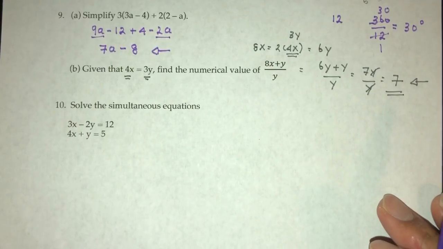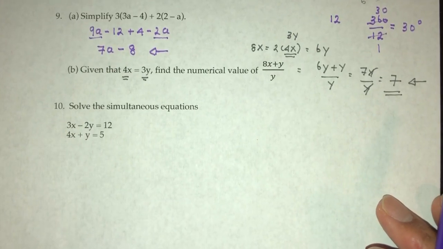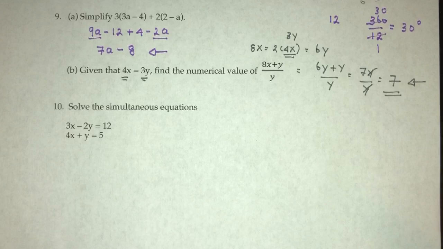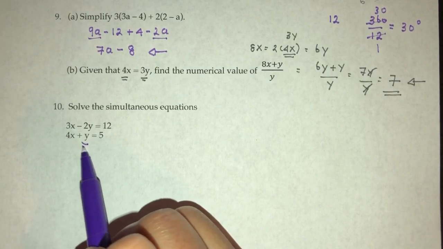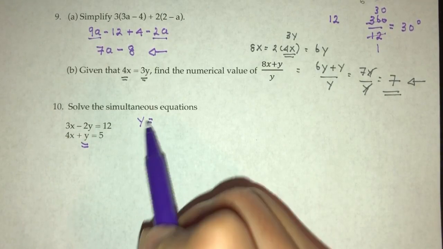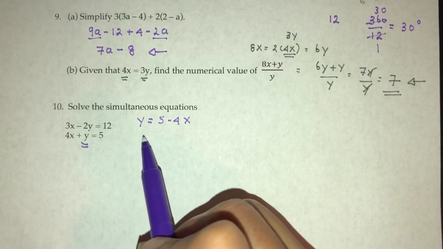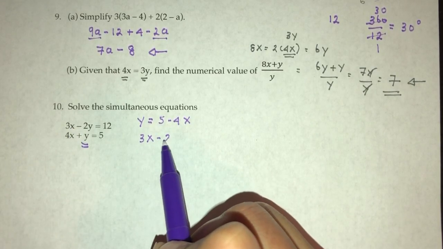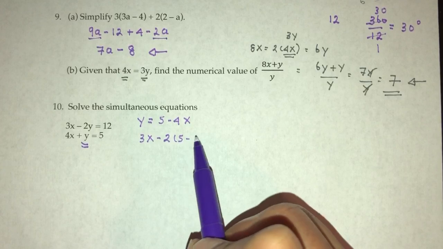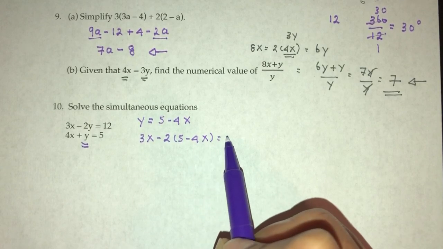Now for question number 10, we have to solve the simultaneous equation. So you guys must know how to do this by now. This one is pretty simple. We'll make y the subject of the formula, 5 minus 4x. And here we have 3x minus 2y. Y is now 5 minus 4x. Sorry, that will be 12.